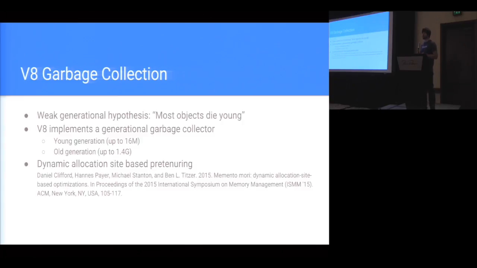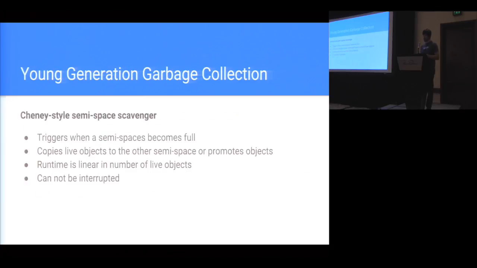That optimization changes the allocation sites and allocates such objects directly in the old generation. The young generation uses a regular Cheney-style semi-space garbage collector with contiguous memory. When the allocation limit is hit and a collection triggers, objects that are newly allocated are moved over to the other half of the semi-space, and objects that survived before are promoted to the old generation.